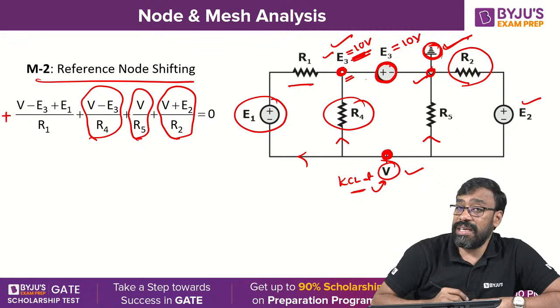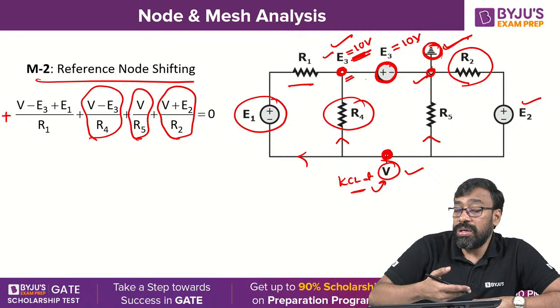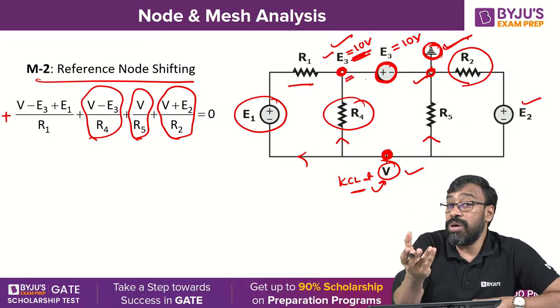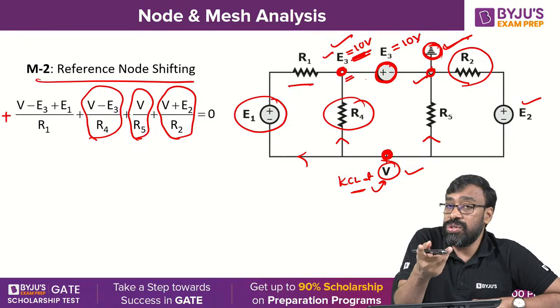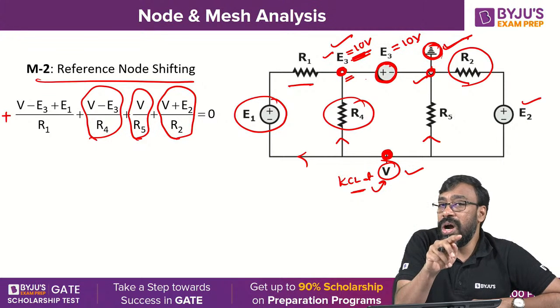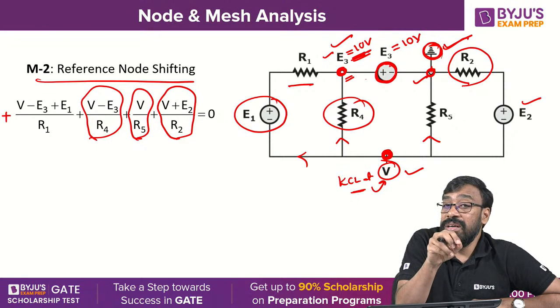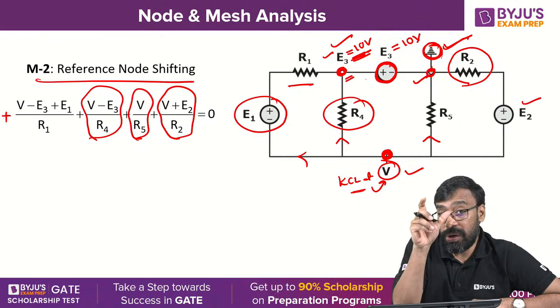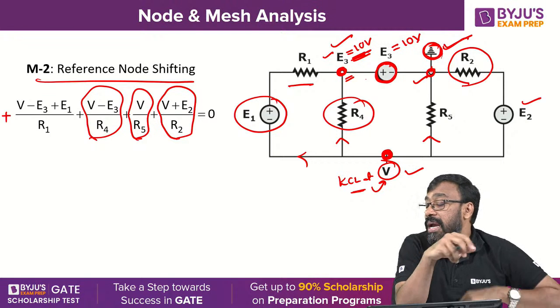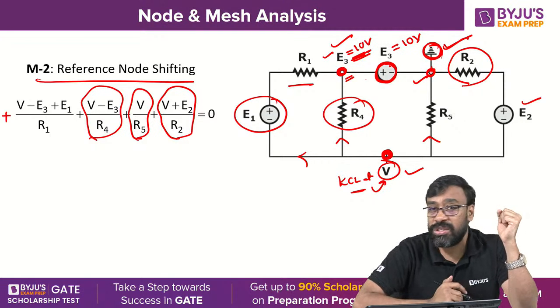Whereas in the earlier case, when you have taken the bottom node, the other two node voltages we do not know. Only we know the difference between the two nodes. The difference between the two node voltages we know, that is E3. But we do not know what is V1, what is V2. Two unknown values are there. I think you understand. That is why two equations you will get there.